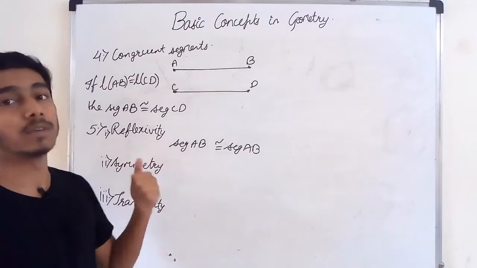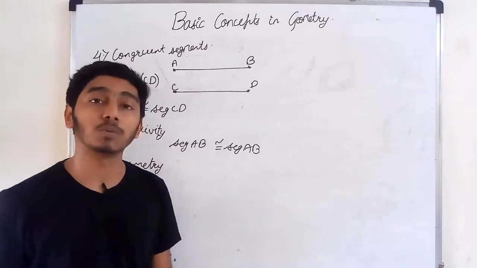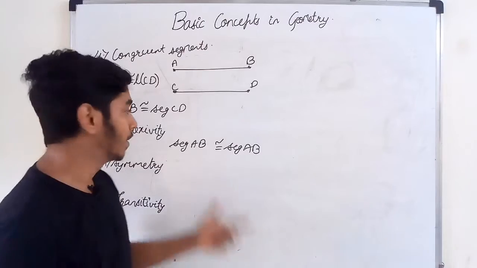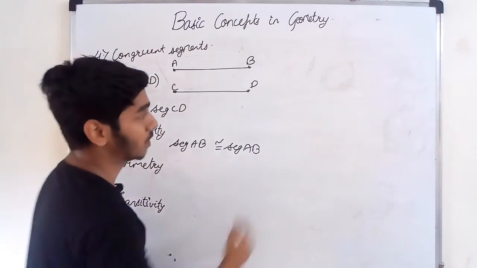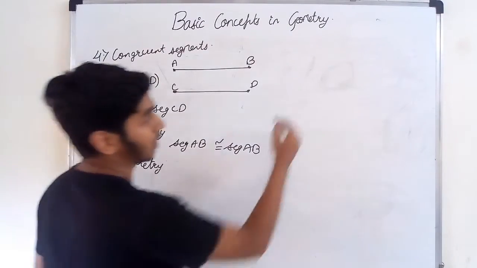Reflexivity is derived from that only. Segment AB is congruent to that same segment. So that is reflexivity. Then what is symmetry? For understanding symmetry, I want you to understand this.